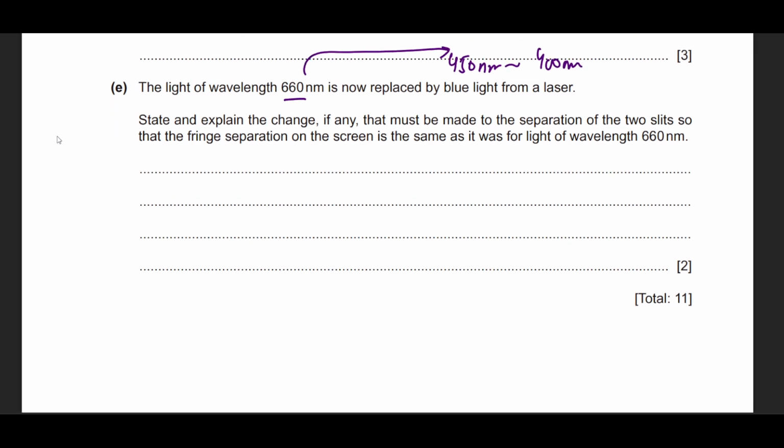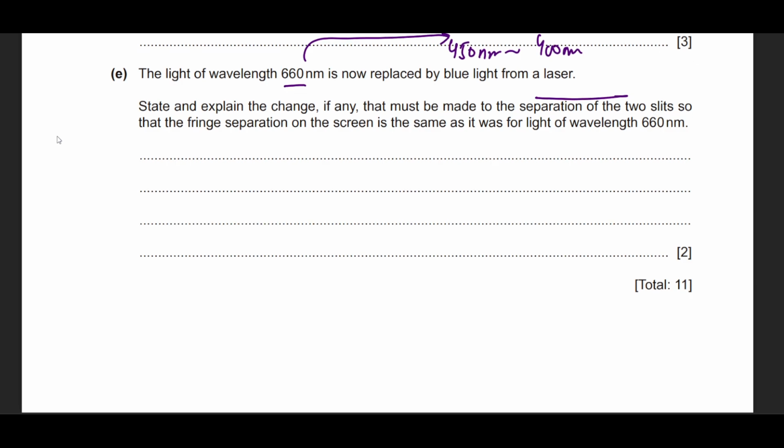Okay, this is what's important. State and explain the change, if any, made to the separation of the two slits so that the fringe separation on the screen can remain the same. You see what he's asking you. So listen carefully. Ax equals lambda D. So he says, what should I do with a so that the fringe separation remains the same although I am decreasing the wavelength? You see, I want to keep the x as a constant, the D as a constant. So what is the relationship actually about? It's actually being discussed between a and lambda. Lambda has changed from 660 to 450.